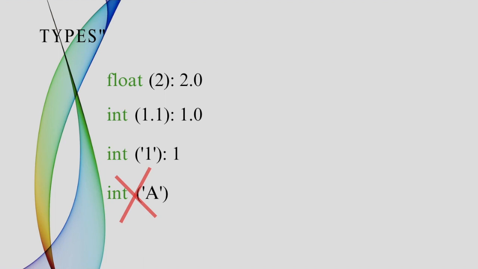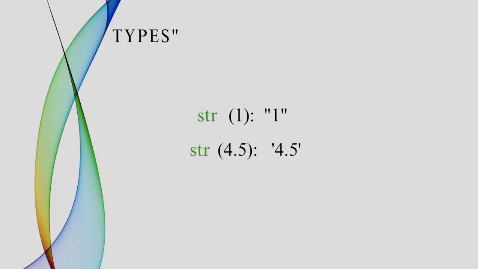If a string contains an integer value, you can convert it to int. If we try to convert a string that contains a non-integer value, we get an error. You can convert an int to a string or a float to a string.